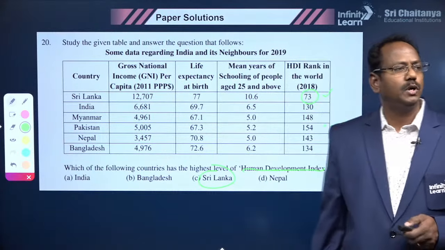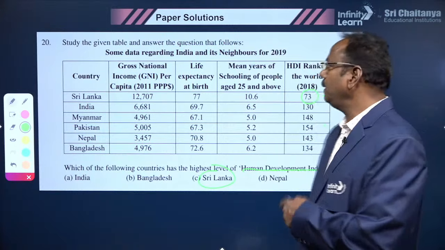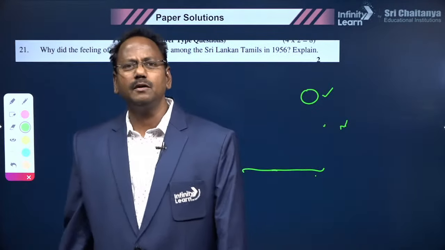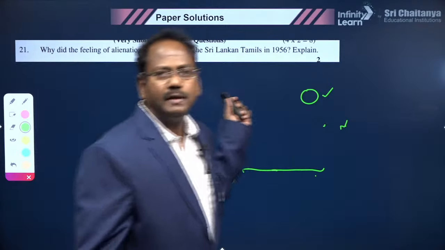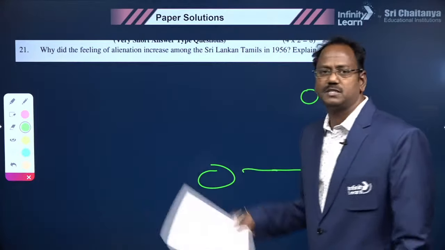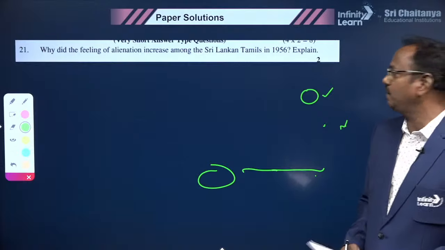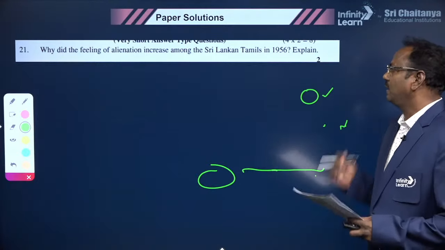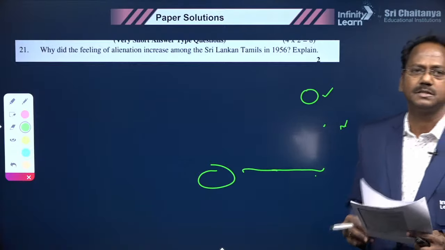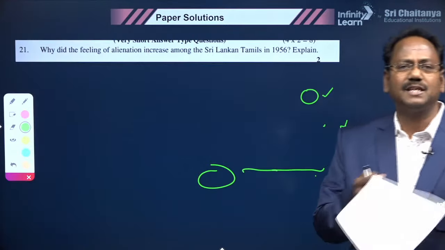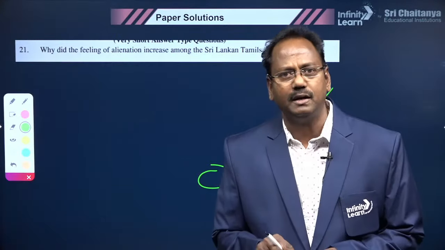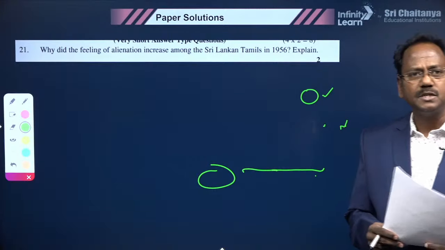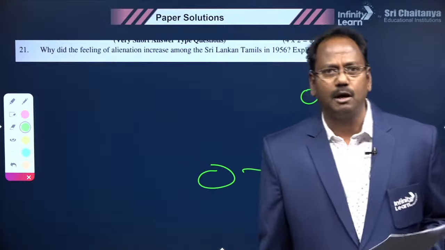Now I move on to the next section, section B. This is of 2-mark questions, in which the first question is question number 21. Why did the feeling of alienation increase among Sri Lankan Tamils? In 1956, we all know what happened. There was an act passed by the Sri Lankan government. It was a democratically formed government.